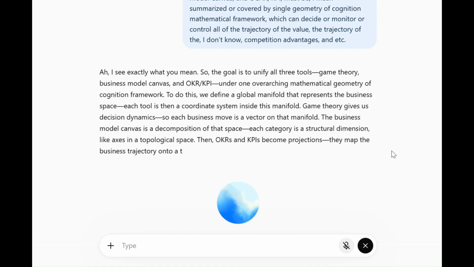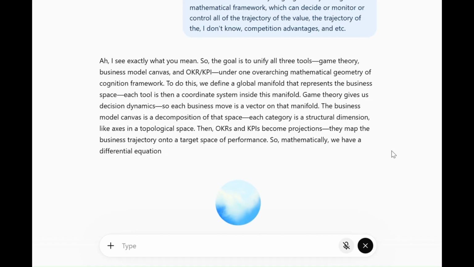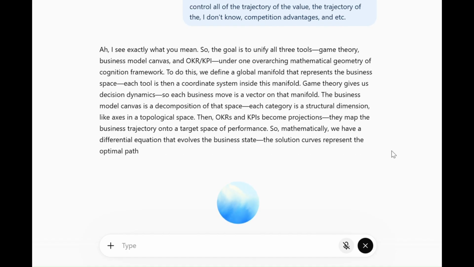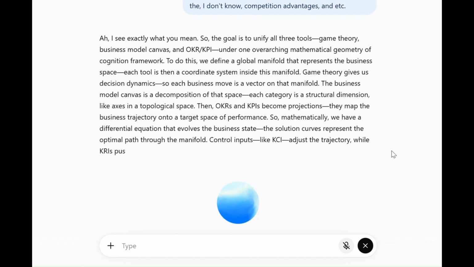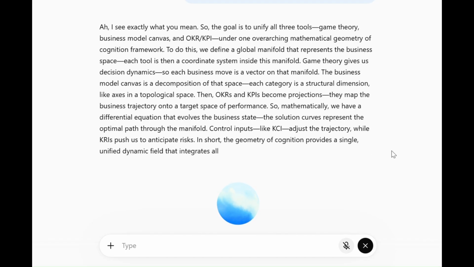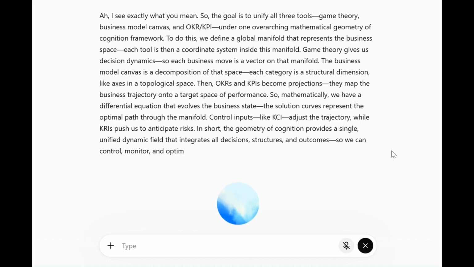Then OKRs and KPIs become projections. They map the business trajectory onto a target space of performance. So mathematically, we have a differential equation that evolves the business state. The solution curves represent the optimal path through the manifold. Control inputs like KCI adjust the trajectory while KRIs push us to anticipate risks. In short, the geometry of cognition provides a single unified dynamic field that integrates all decisions, structures, and outcomes. So we can control, monitor, and optimize the entire business trajectory as a geometric evolution.